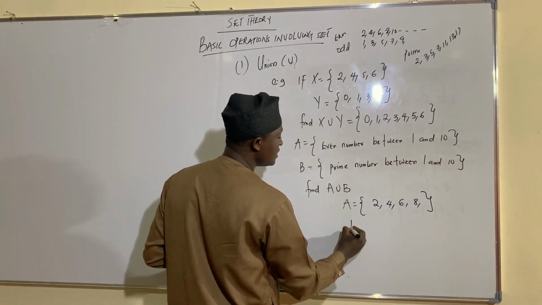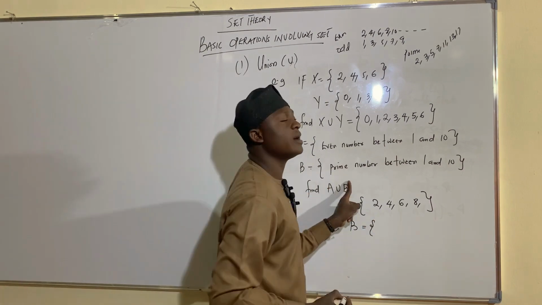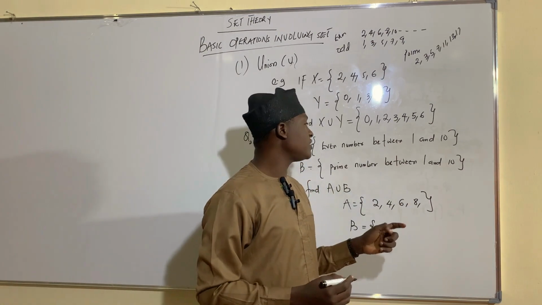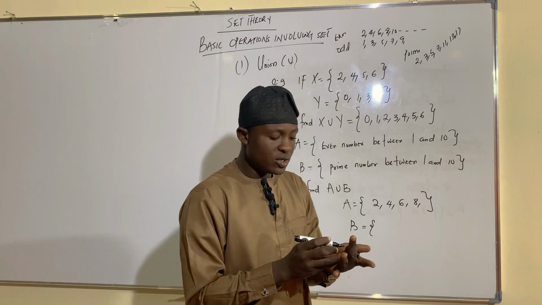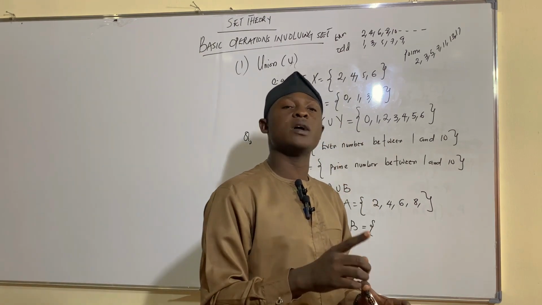Then for B, they said B is equal to prime numbers between 1 and 10. That is all those numbers that can only be divided by themselves and 1.